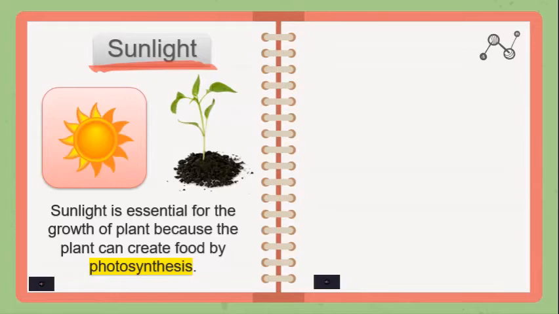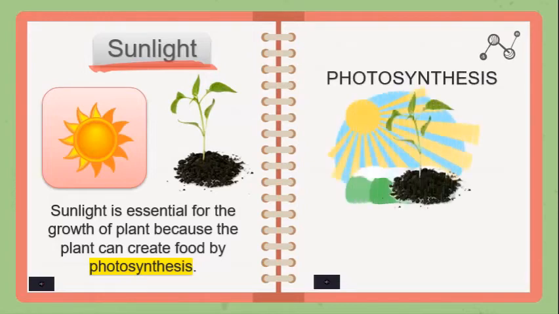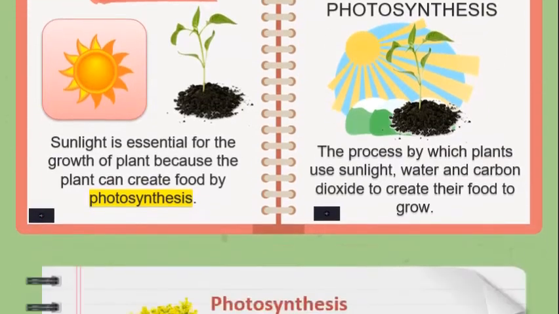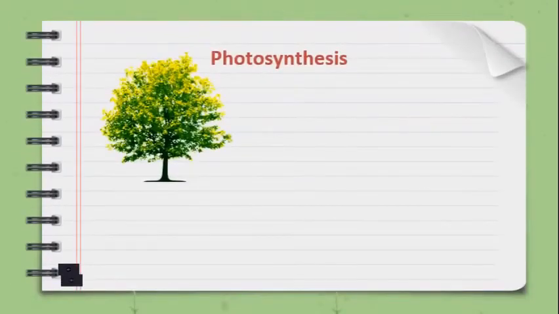What is photosynthesis? This is the process by which plants use sunlight, water, and carbon dioxide to create their food to grow. Photosynthesis is very important for all life forms on the earth, especially for plants. This is the illustration of a simple photosynthesis and how it is processed.